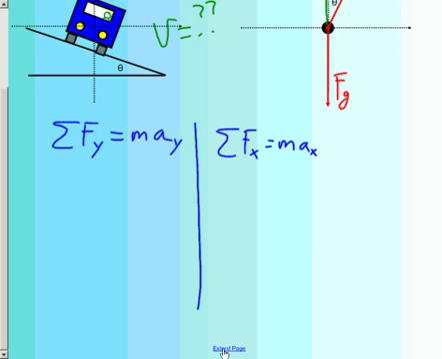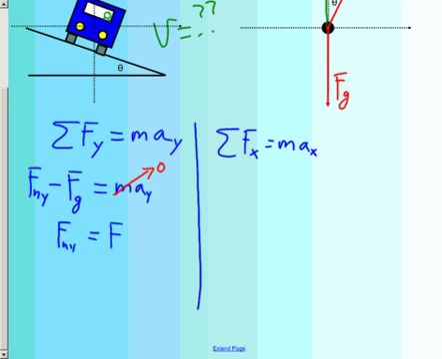All right, let's see if I can do this. I have the normal force in the y direction minus the force of gravity equals m times a. Aha! a is 0 in the y direction. Whoops, should have written my y there. Okay? So let's pull gravity over to the other side. The normal force in the y direction equals the force of gravity.